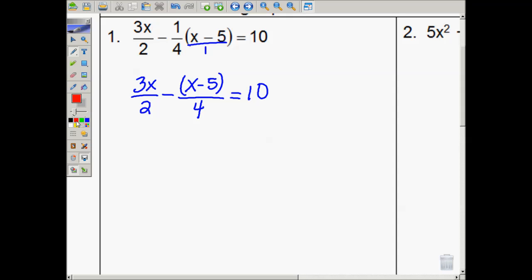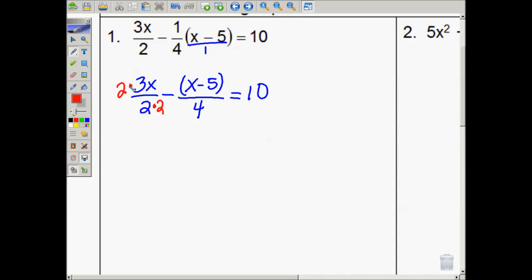All right. So how do I make these together? How do I make them one? I could do LCD here because this is easy. What's the LCD between 2 and 4? 4. So this 4 is fine, right? But how can I make 2 into a 4? 6x over 4, because I'm going to multiply by 2. What I do to the bottom, I have to do to the top.